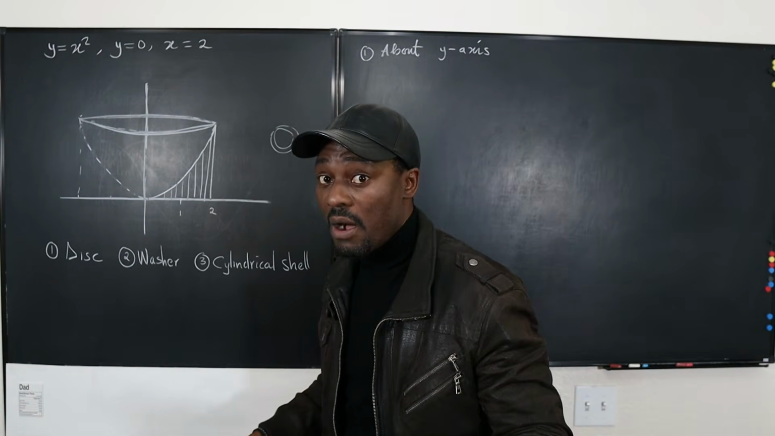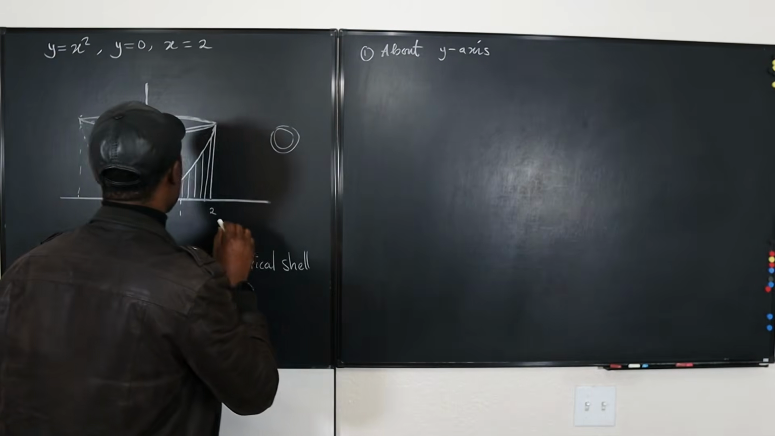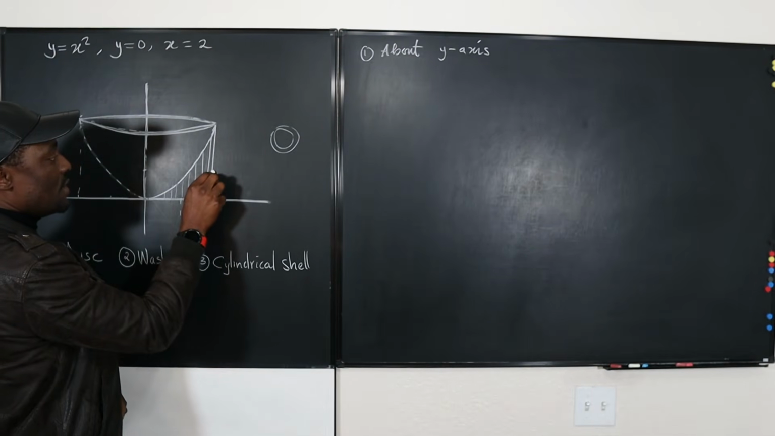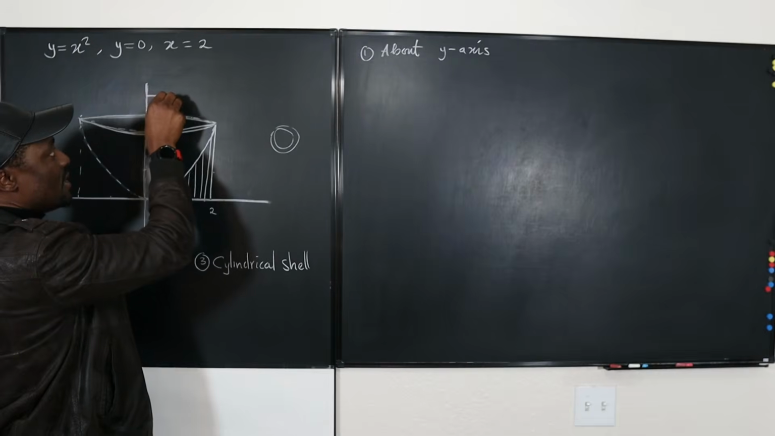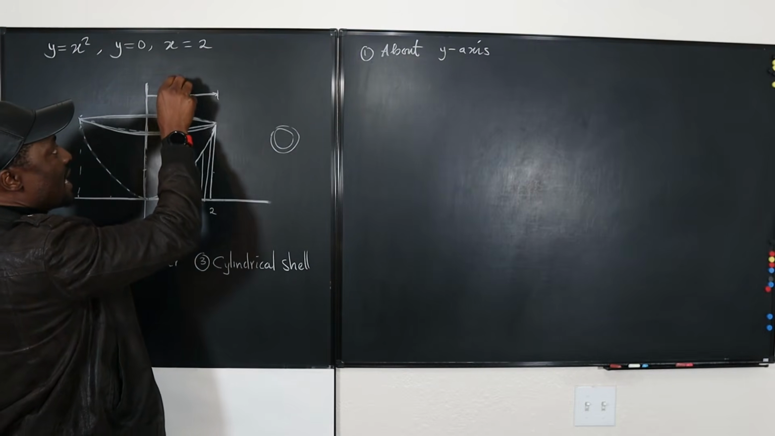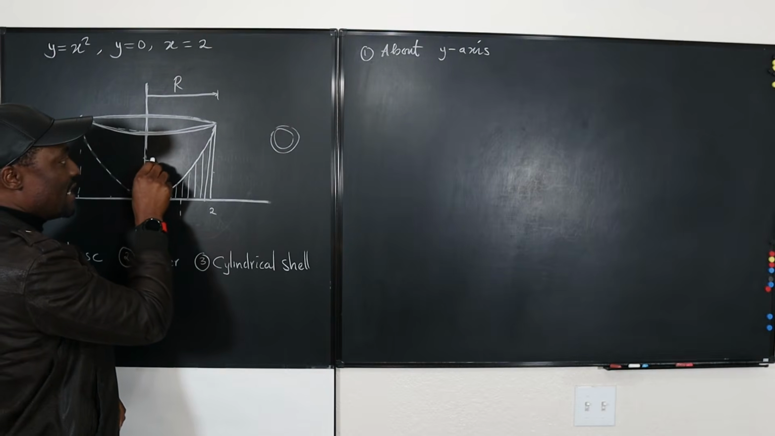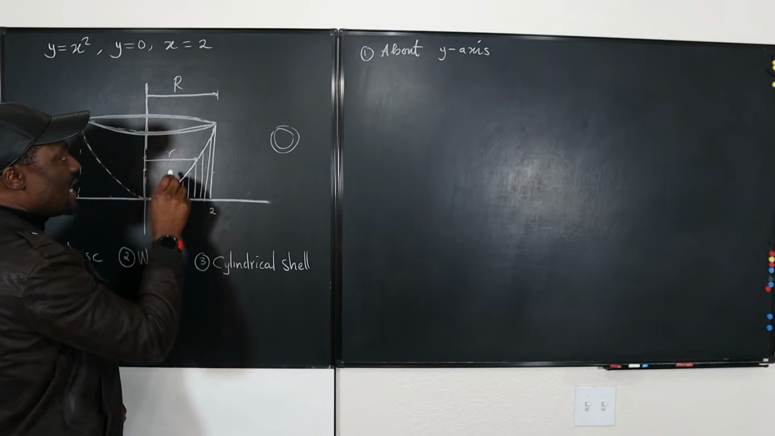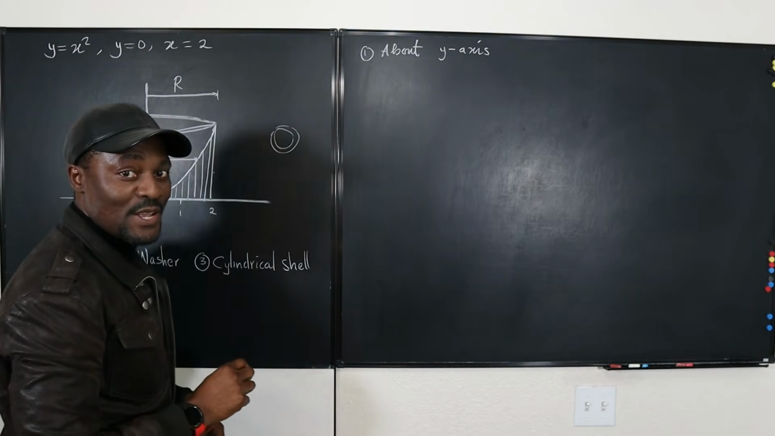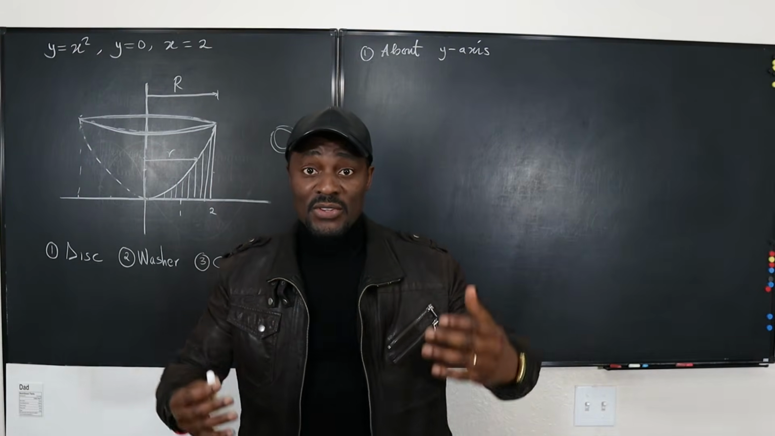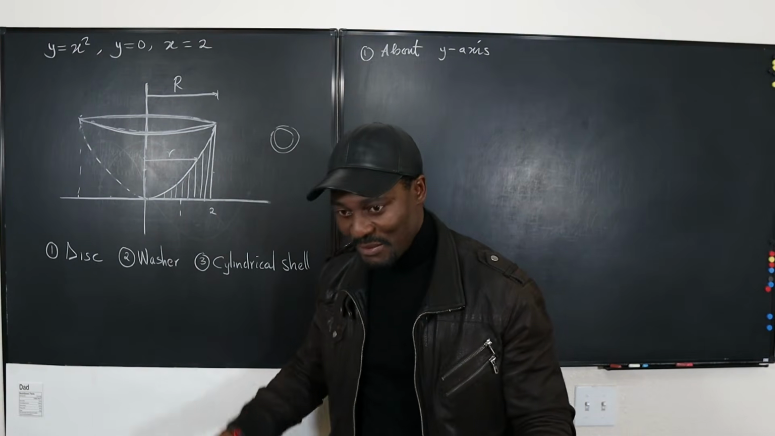So we call it the big R. So we're going to say the distance from here to here is the outside radius. You see this? That is the outside radius. And the distance from here to the inside here at any point is the inside radius. Okay, so remember, it's more like a cylinder that has been chopped out.